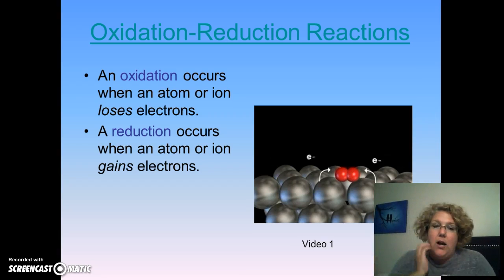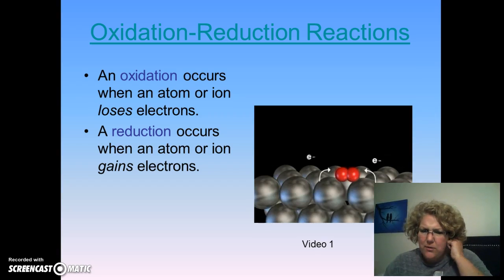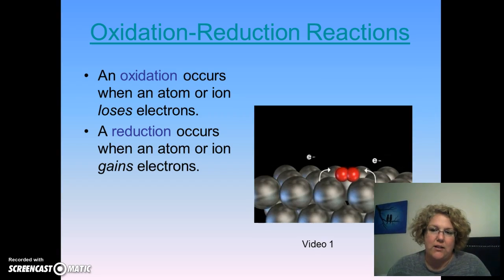Okay, so oxidation is when an atom loses electrons, whereas reduction is when an atom gains electrons. It seems kind of weird to call it being reduced when it's gaining something, you know, and if you gain weight, you don't say your weight was reduced, but it's because electrons are negative. So when an atom gains negative electrons, its charge actually goes down. And since its charge goes down, we call that being reduced.